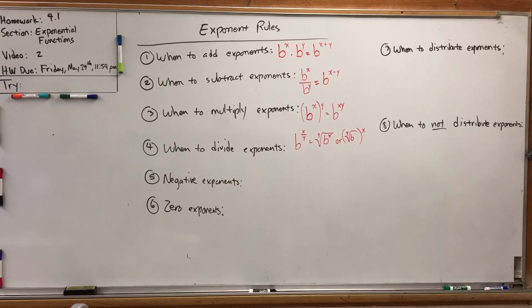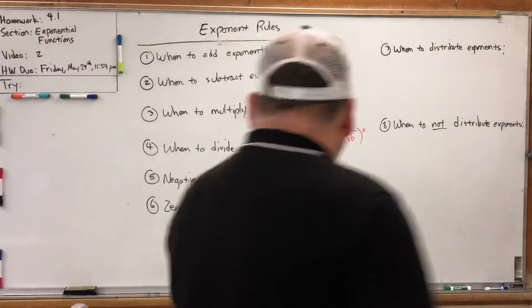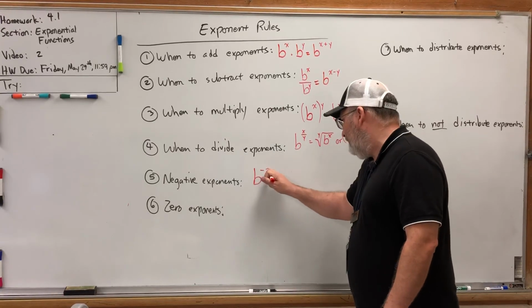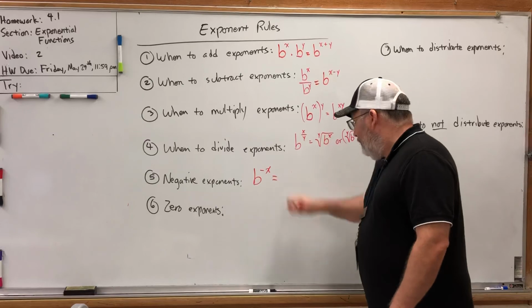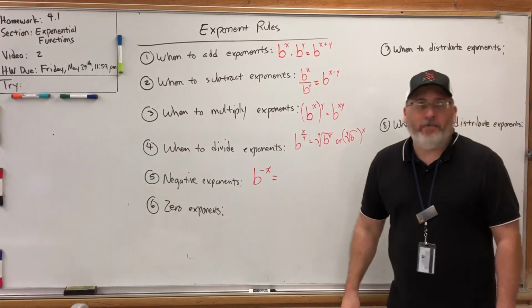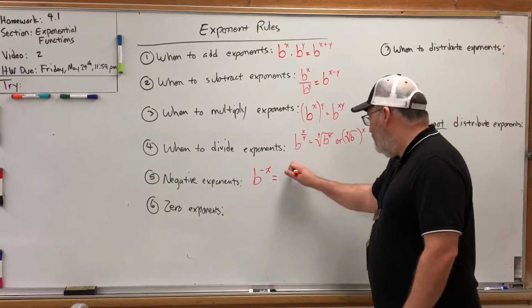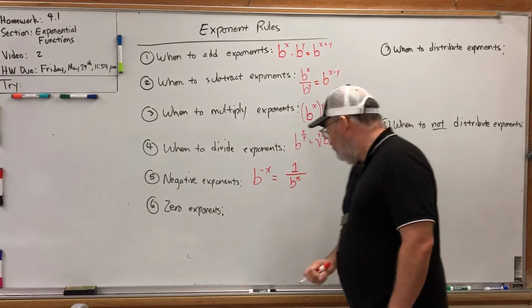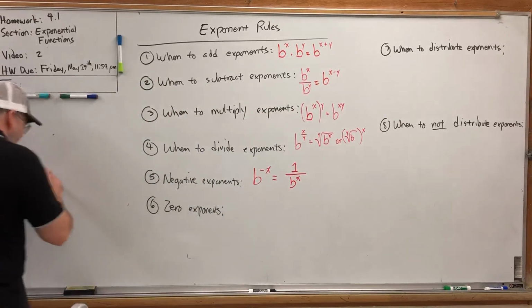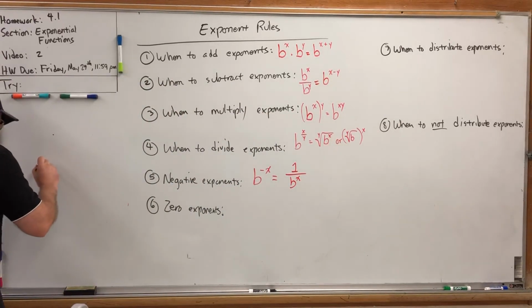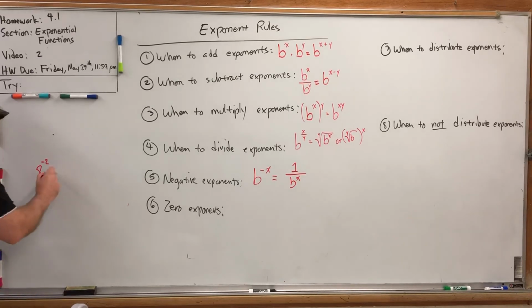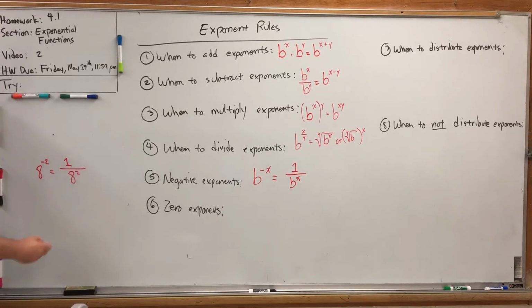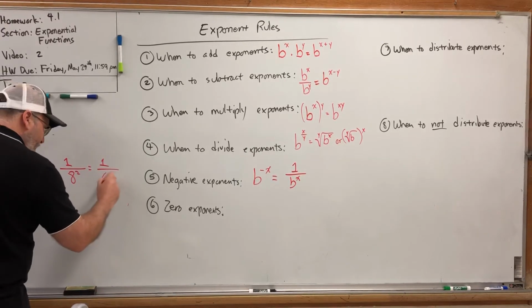We're doing good. Negative exponents. Well, this one kind of speaks for itself. What does it mean to take a base and raise it to a negative exponent? The rule for raising a base to a negative power is you take the reciprocal, so 1 over the base to the positive power. So for example, if I ask you what is 8 to the negative 2 power, that negative means to take the reciprocal of 8 to the 2nd power. So it's 1 over 64.